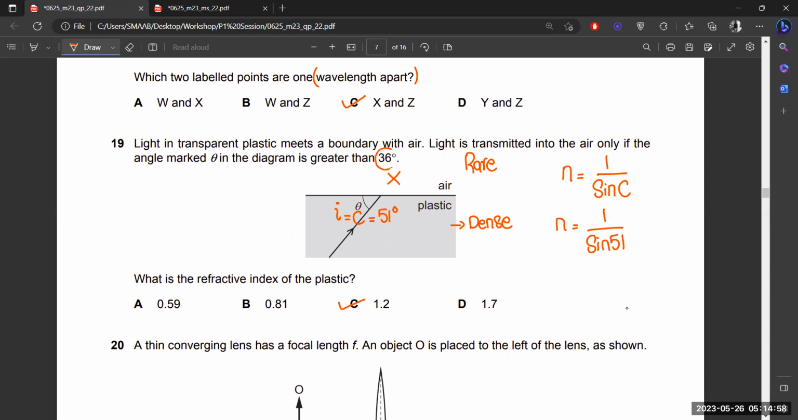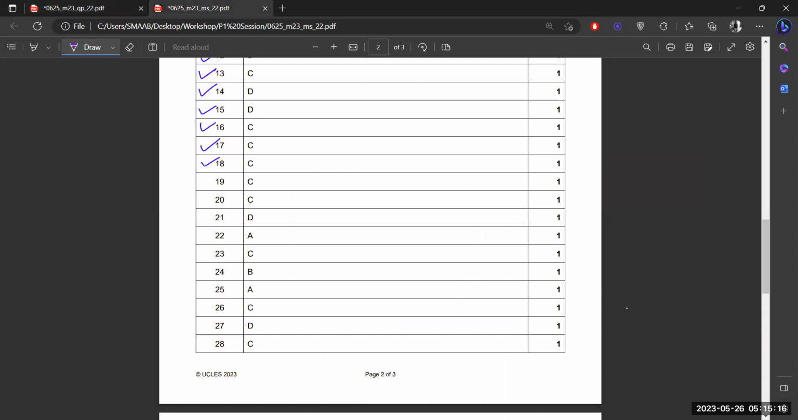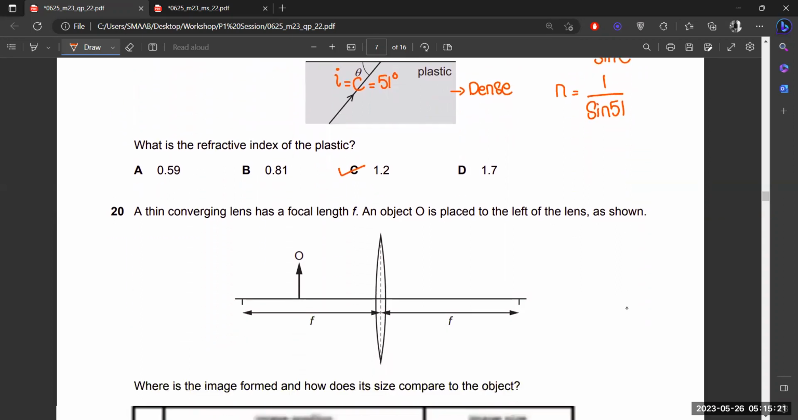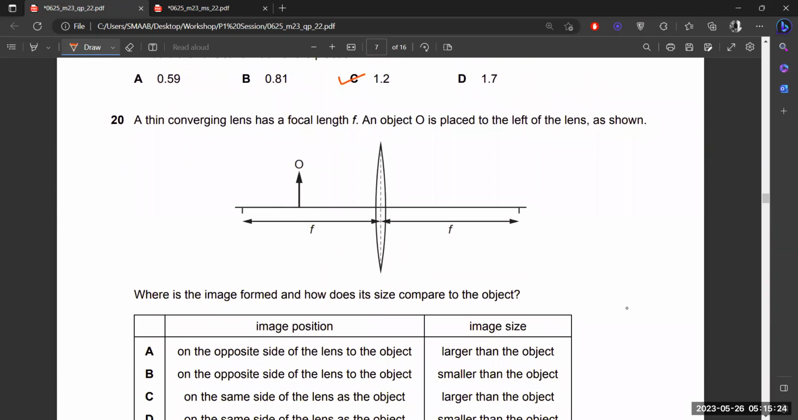Don't get confused with this number. Most of the students try to find it by n equals 1 over sine 36. In the question, it is not mentioned that the given angle is 36. So you will get the wrong answer, which will be 1.7. So that is not the right choice. Yes, C is the right option, because the concept is very clear. I hope that will help you. Otherwise, just check out my topicals video that will help you to practice the concepts.